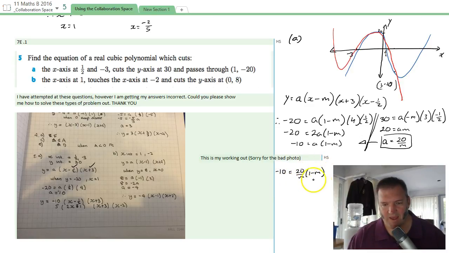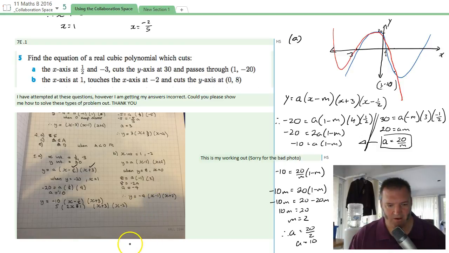Multiplying through by m, so multiplying each side by m, I'm just going to have -10m equals 20, 1 minus m. Now it's becoming pretty easy, isn't it? 20 by 1 is 20, 20 by -m is -20m. I add 20m to each side, I've got 10m equals 20, m equals 2. We can go back into the original one up here and therefore get a equals 20 divided by 2, which is 10. We've got the two values we need.